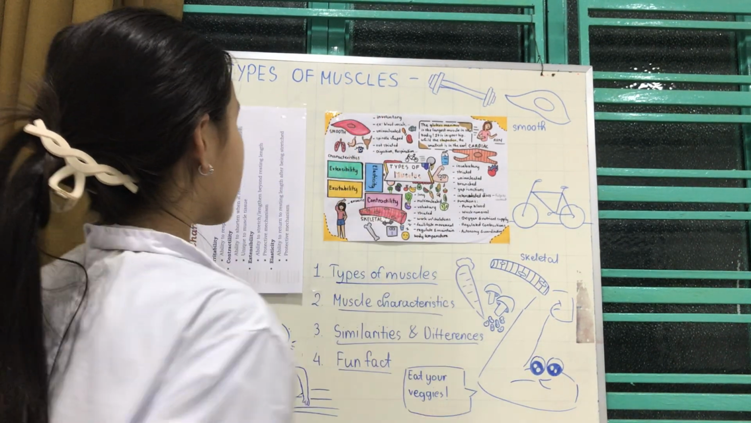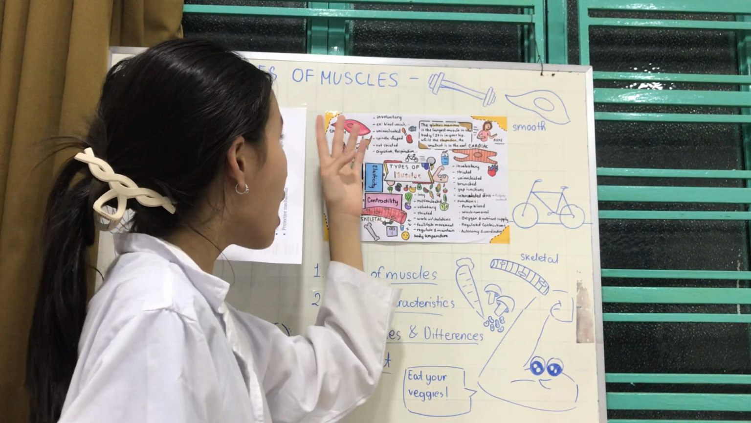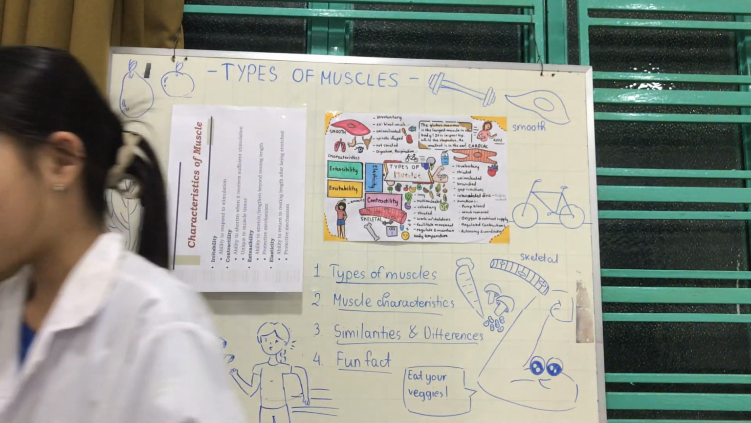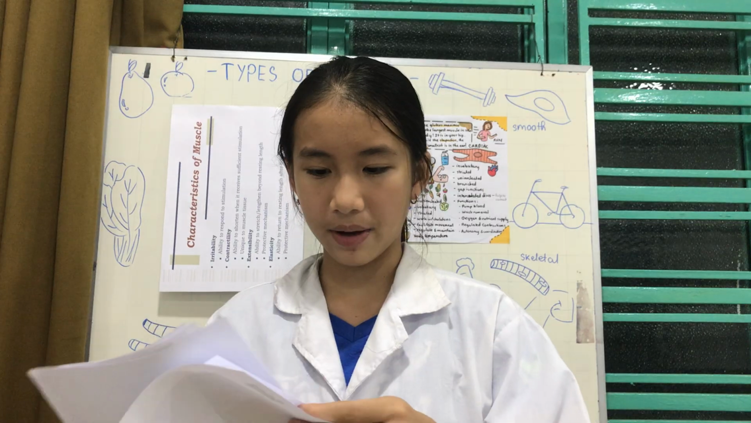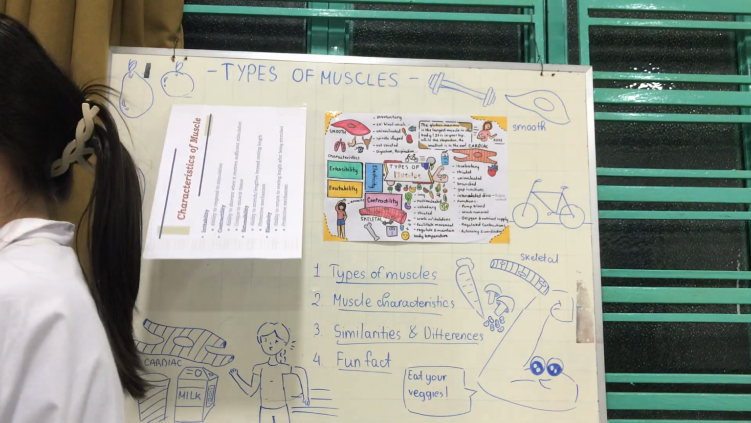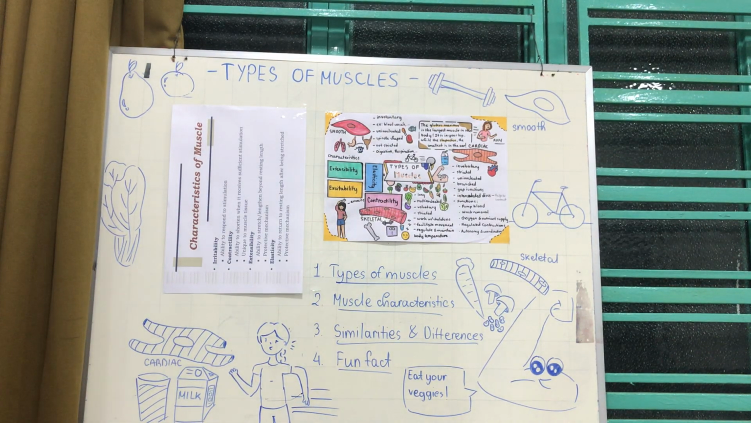The third part is the similarities and differences between the three main types of muscles: smooth, cardiac, and skeletal. And I've also got some pictures to show that as well. So I've got a Venn diagram, some more pictures. Okay, so here are the illustrations that I have.